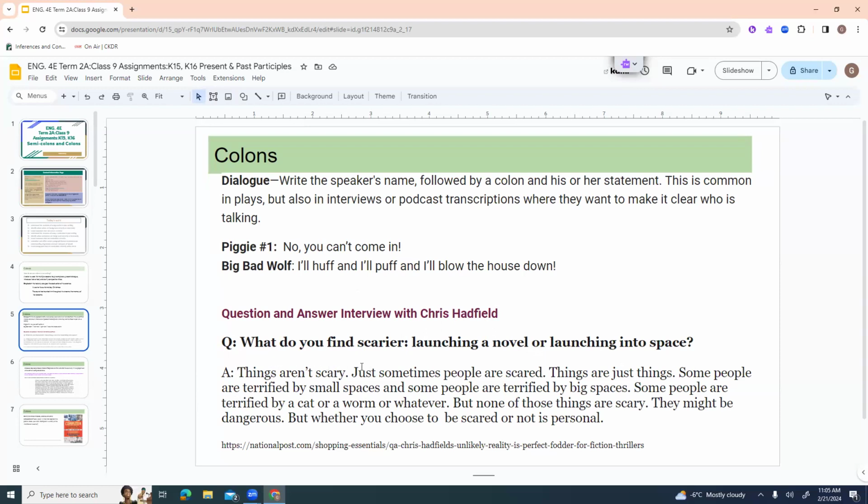A: Things aren't scary, just sometimes people are scared. Things are just things. Some people are terrified by small spaces, and some people are terrified by big spaces. Some people are terrified by a cat or a worm or whatever, but none of these things are scary. They might be dangerous, but whether you choose to be scared or not is personal.